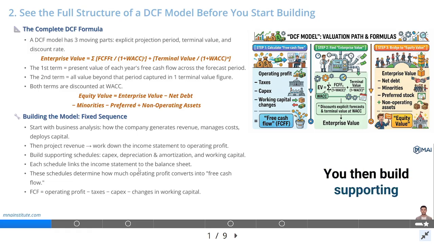You then build supporting schedules for capital expenditure, depreciation and amortization, and working capital. Each of these links the income statement to the balance sheet and determines how much of the operating profit actually converts into free cash flow. Free cash flow is what remains after subtracting taxes, capital expenditure, and changes in working capital from operating profit.